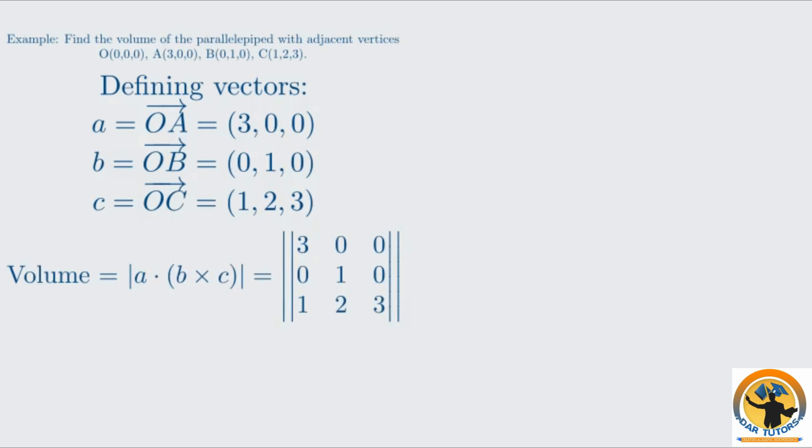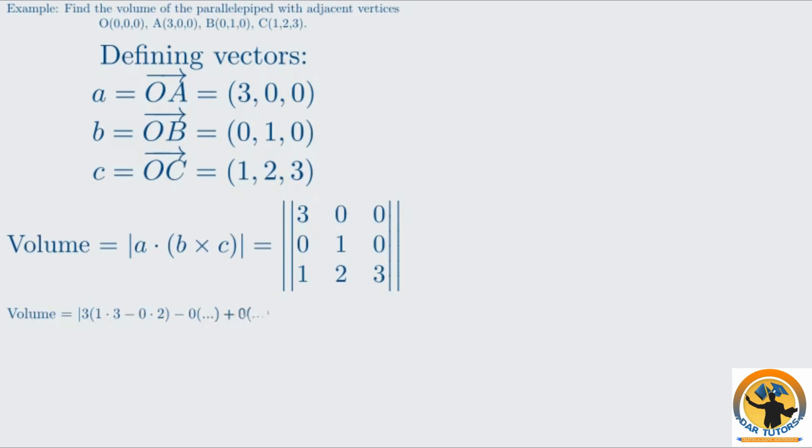The volume is the absolute value of A dot B cross C. We can calculate this using a determinant. The volume is the absolute value of the determinant with rows A, B, and C. Expanding this determinant along the first row, we get 3 times the determinant of (1, 0; 2, 3), which is 3. The other terms are 0. So the volume is the absolute value of 3 times 3, which is 9 cubic units.